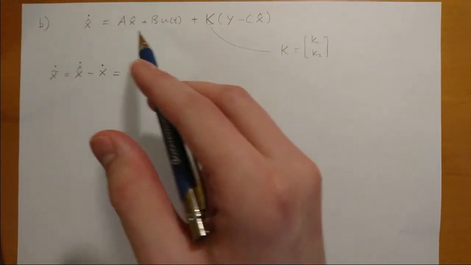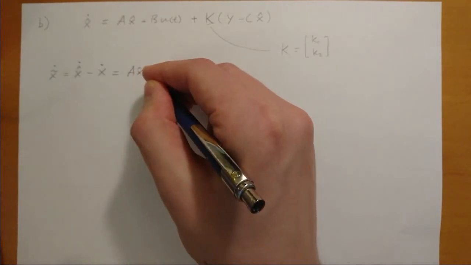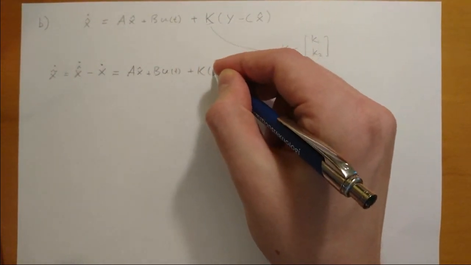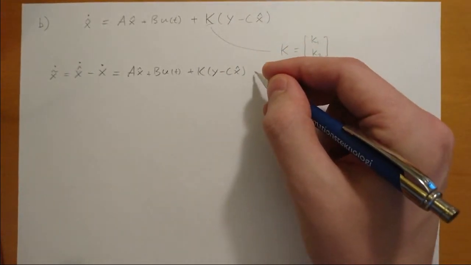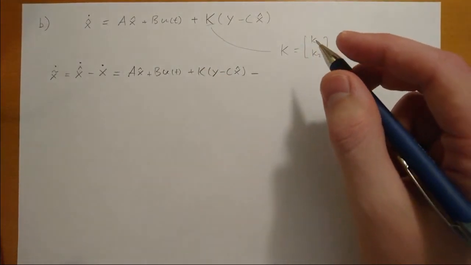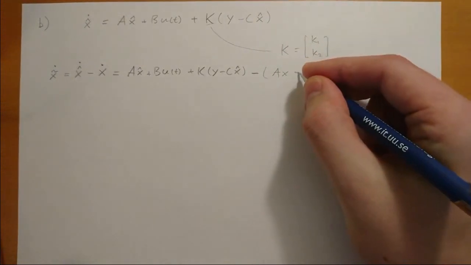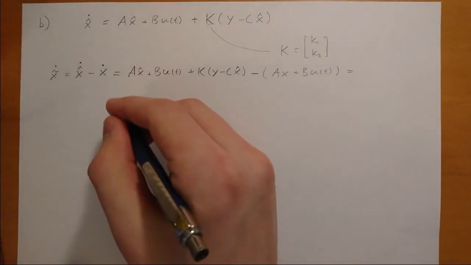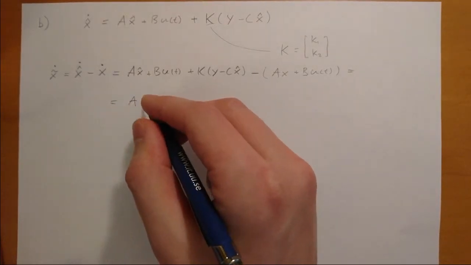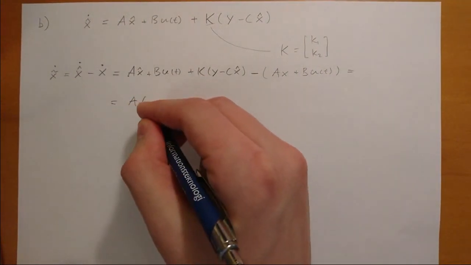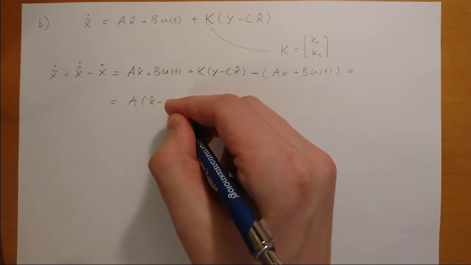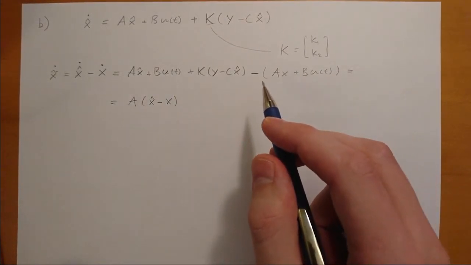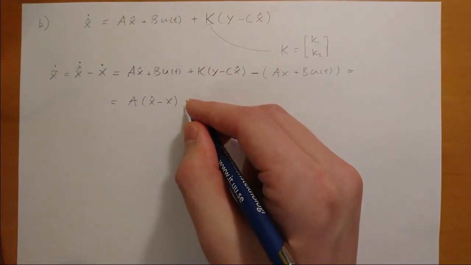So this observer is given by this equation here, a x hat plus b u, plus k times y minus c x hat, and then we subtract the true state, and the true state is given by ax plus b u of t. This is equal to a, so we have a there and there, so we have a x hat minus x, and we'll see that we have b times u here and we have minus b times u here, so u is going to disappear, so let's not care about that one.